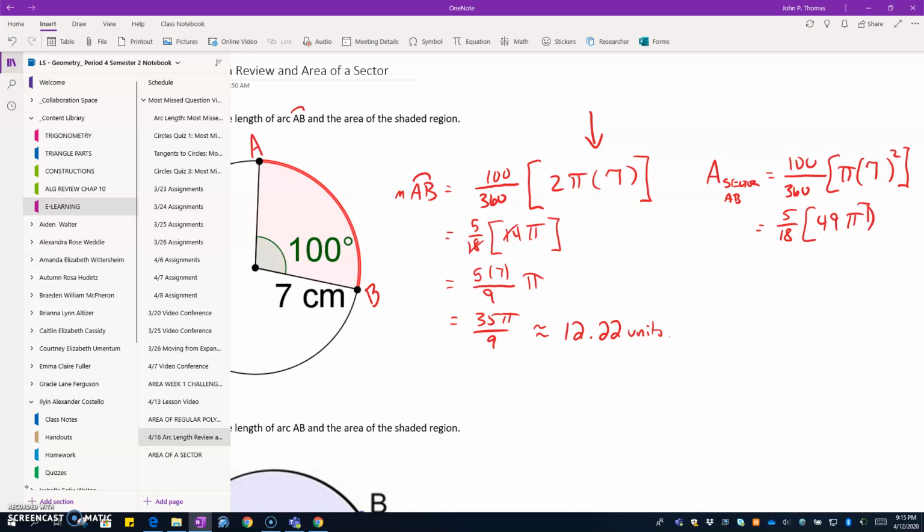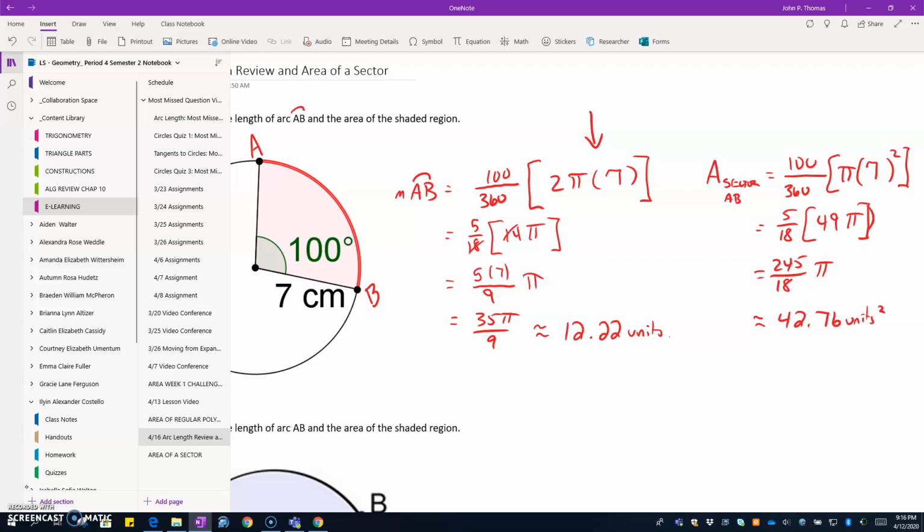From there, we have some calculator work. 5 times 49 is 245, so I have 245 over 18 times pi. Now, that's not a great number, but it doesn't reduce on us, so we could stop there if we're looking for an exact answer. Or if we want an approximate answer, we can take 245 times pi, divide that by 18, and we'll get approximately 42.76. Now, that's an area, so we're going to have units squared.